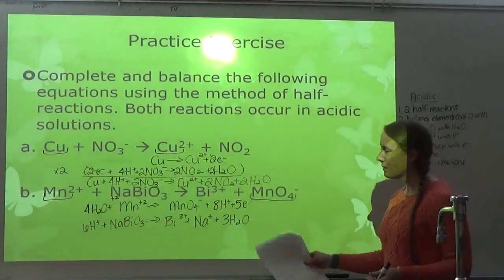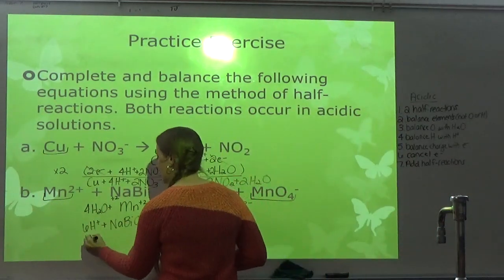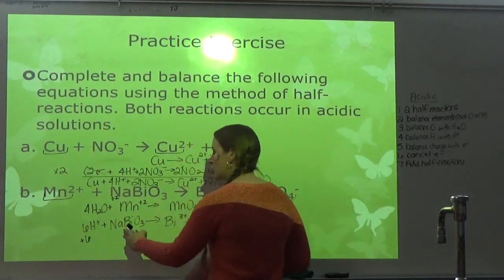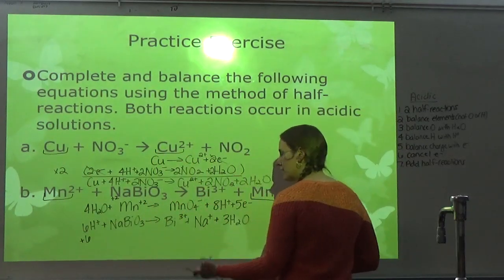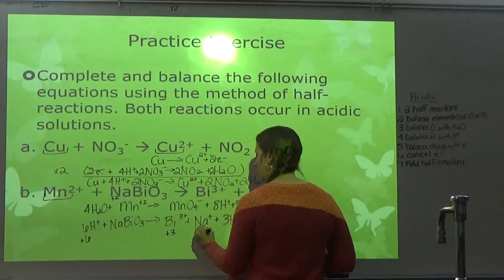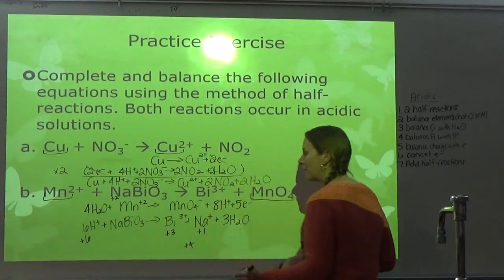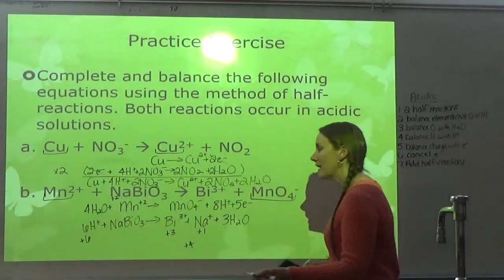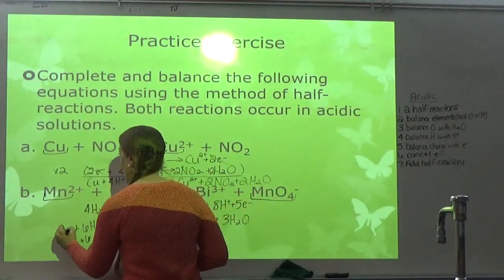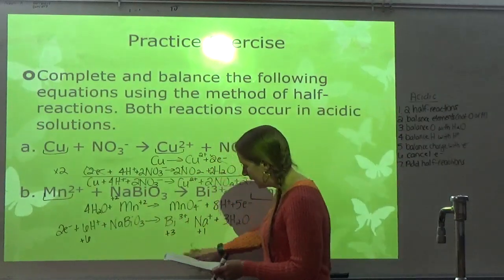Okay, so then I just look at my bottom one. So I have 6 positive right here. This is neutral, so I've got +6 on this side. I've got a +3, I've got a +1, and I've got neutral. So on this side I only have +4. Okay, so what that means is I need 2 electrons on this side like that to cancel out.